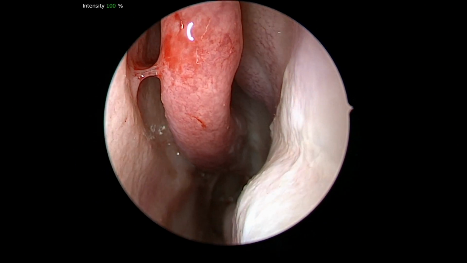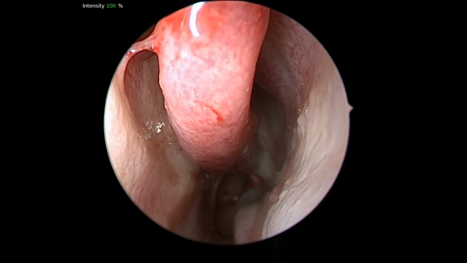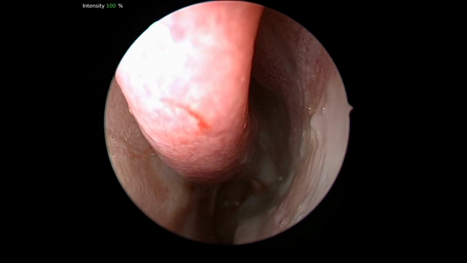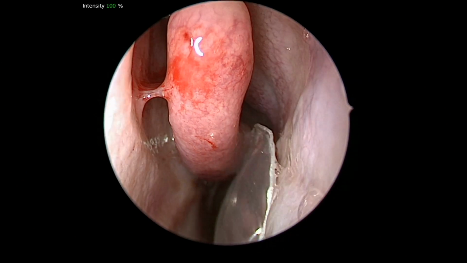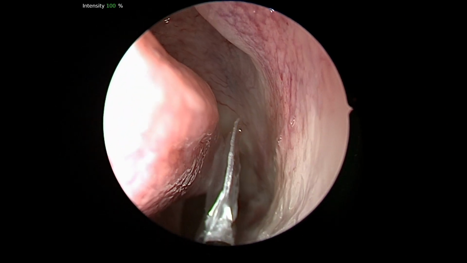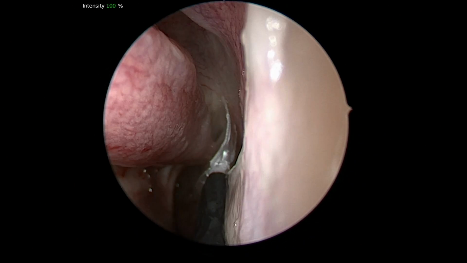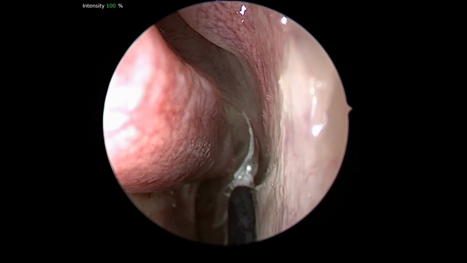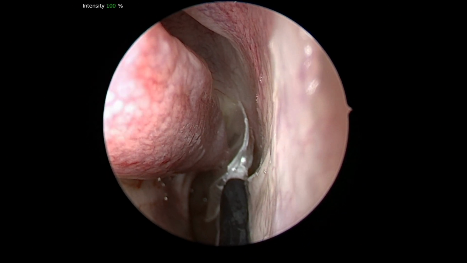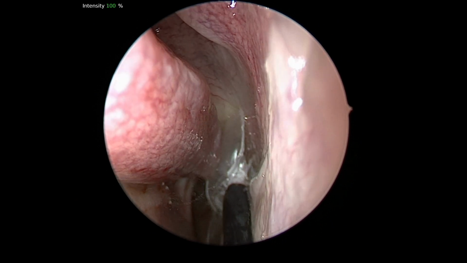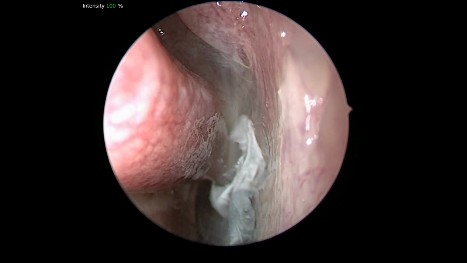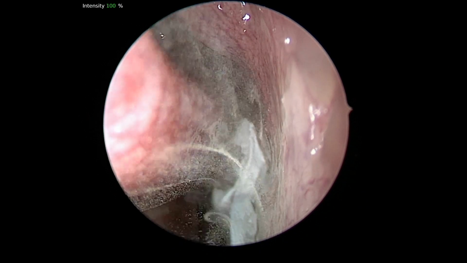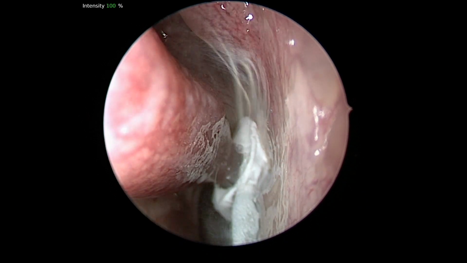Now, the balloon is going to be carefully placed atraumatically into that spot. Notice that the surgeon is placing it at the very posterior and inferior aspect of the middle meatus, probably using both visual and tactile feedback to know that it is the right spot. Once it is placed, of course we want to keep the balloon perfectly still, and you will see the freezing as is expected. We are going to leave the balloon in place for 30 seconds.